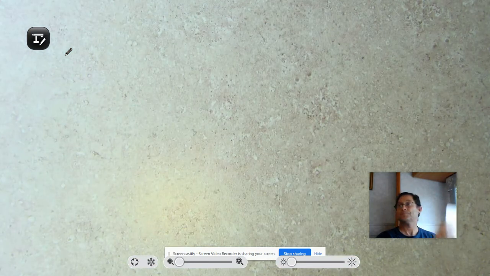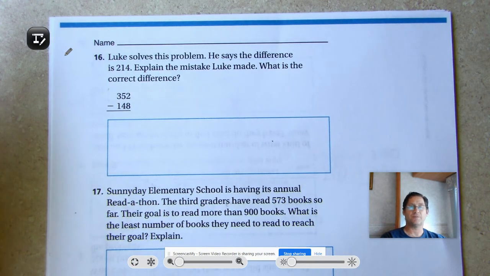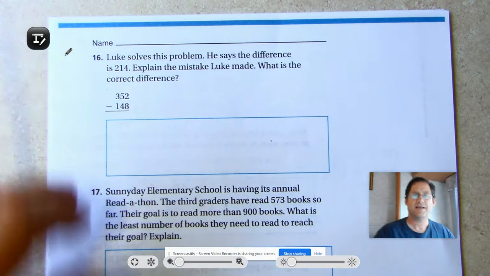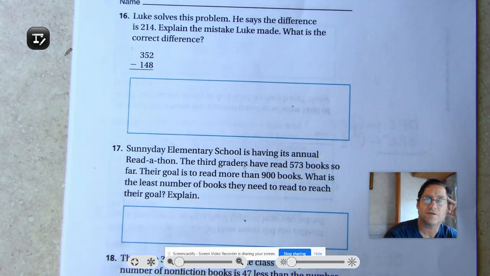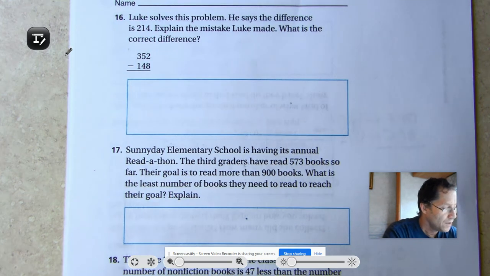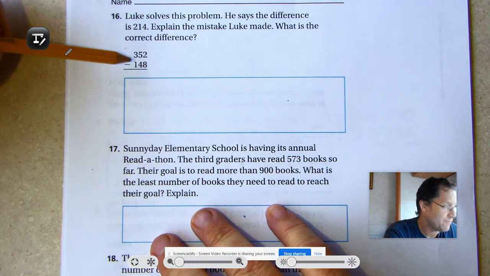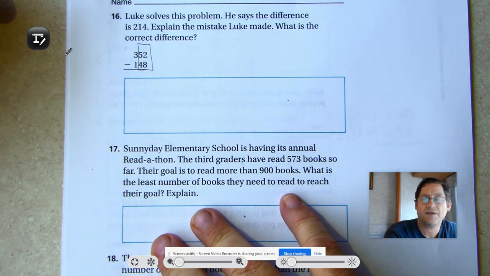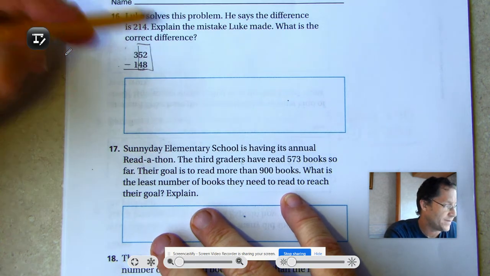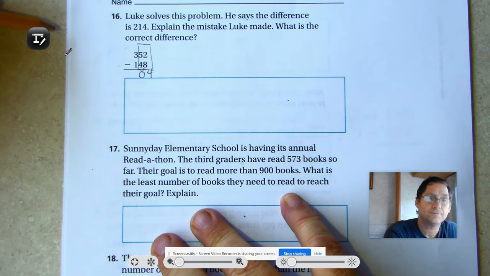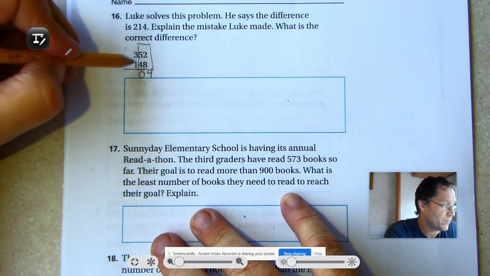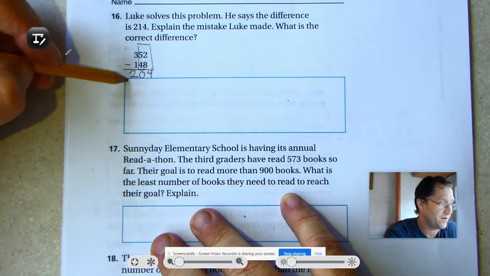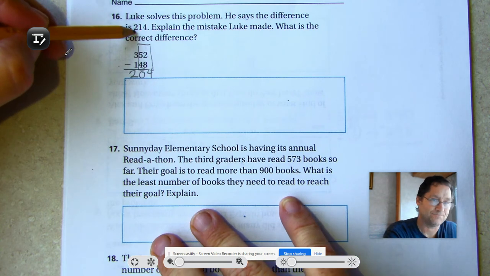Okay. Page 59. Number 16. Luke solves this problem. He says the difference is 214. Explain the mistake Luke made. What is the correct difference? Okay, so I'm going to have to regroup this. But this is a good one for using combined place value. 52 take away 48 is 4. And 300 take away 100 is 200. So 204. He came up with 214.